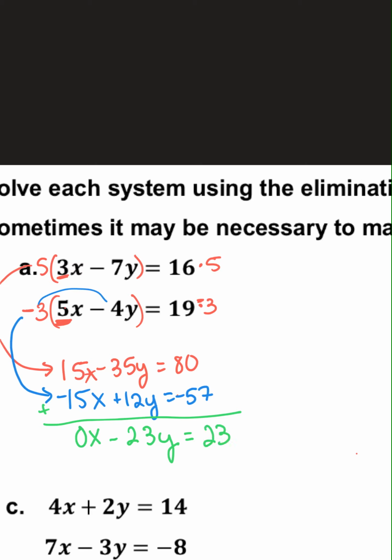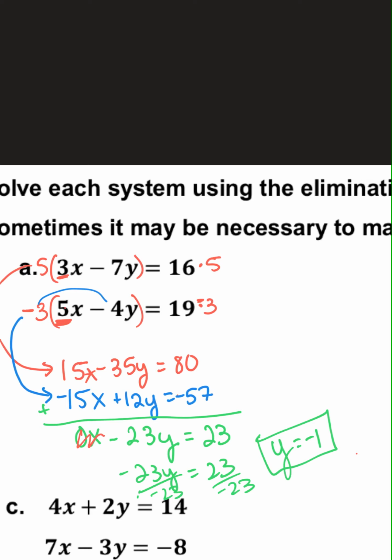So this 0x is going to go away, and we're left with -23y equals 23. Divide both sides by -23, and we get y equals -1.